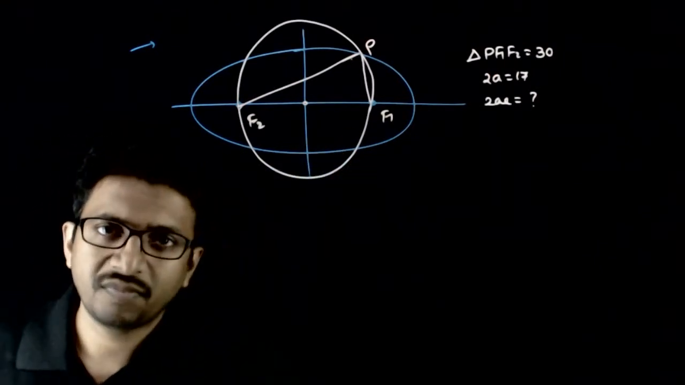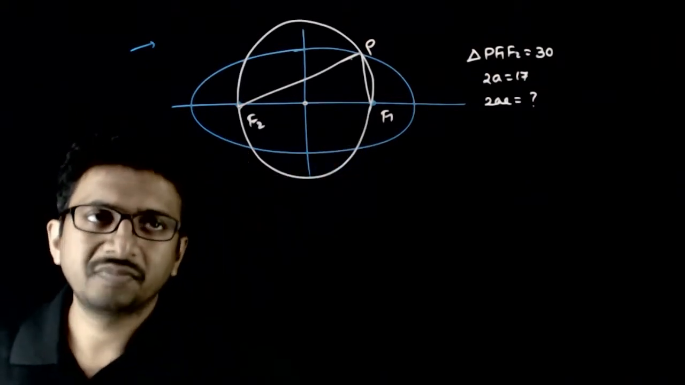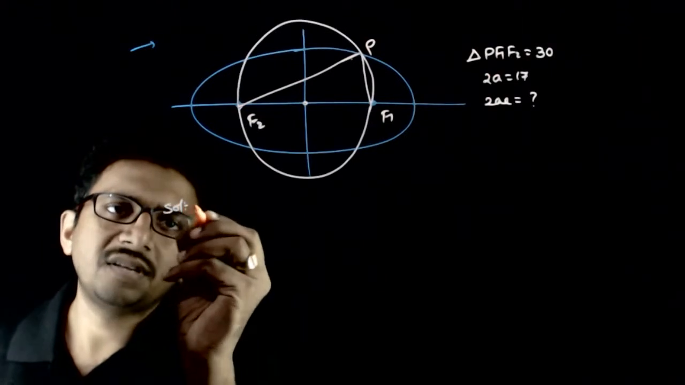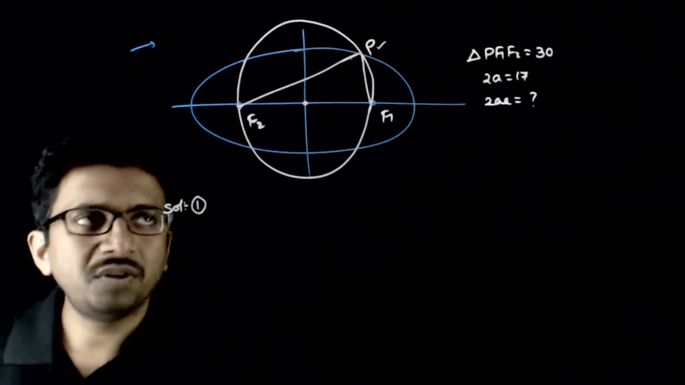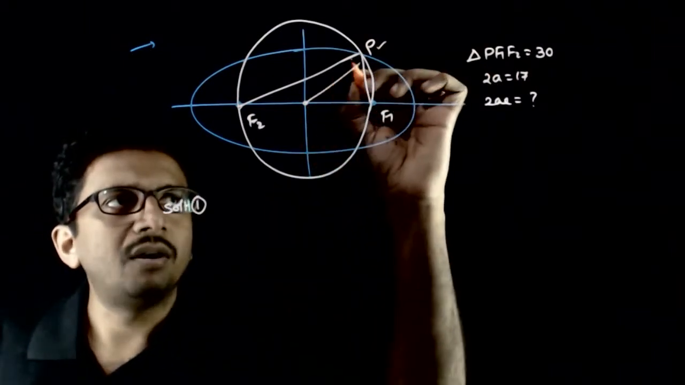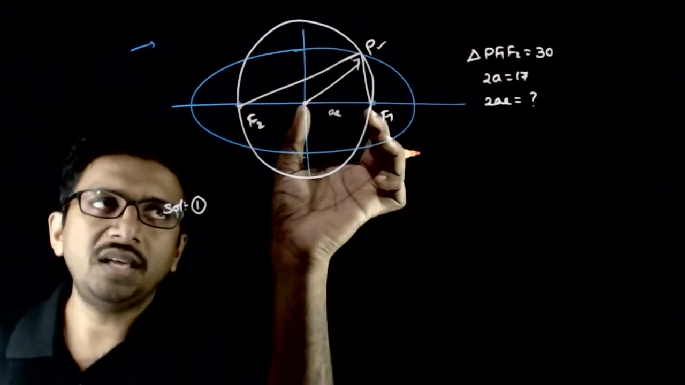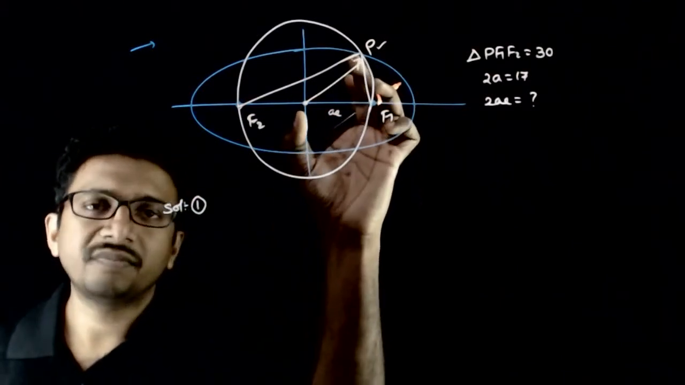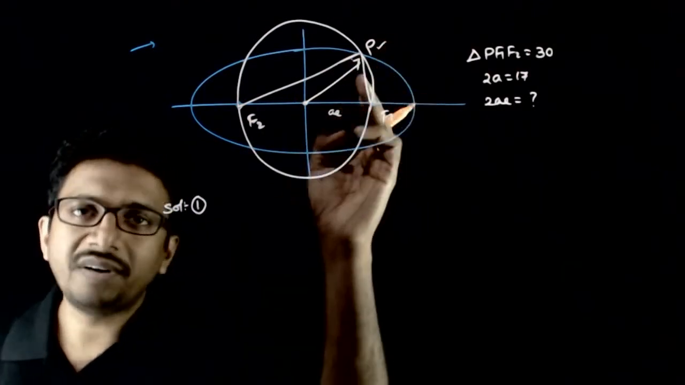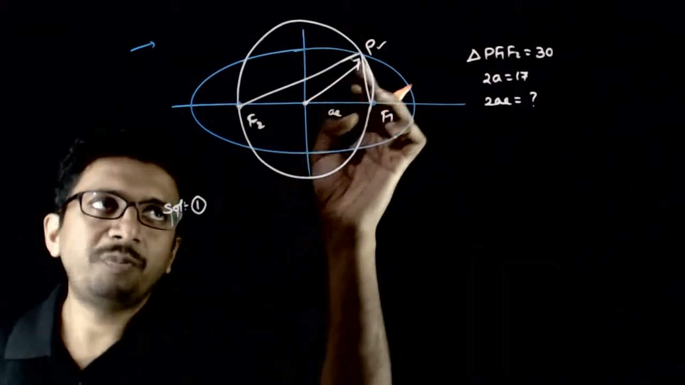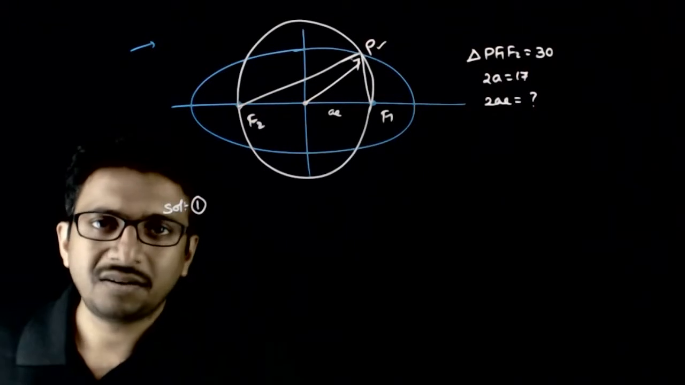That's the question. So how do we do this? First thing that you need to observe is you can find the coordinates of P, because we know that P is at a distance of AE units from the center. P is one of the points of intersection of the circle and the ellipse. So P lies on the circle, so it should be at a distance of AE from the center.